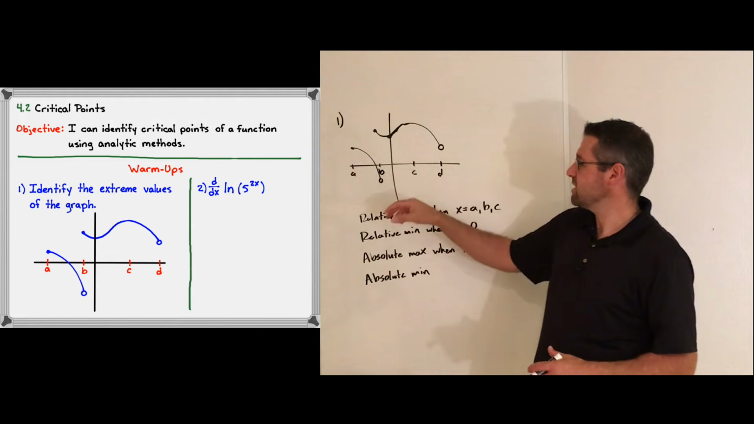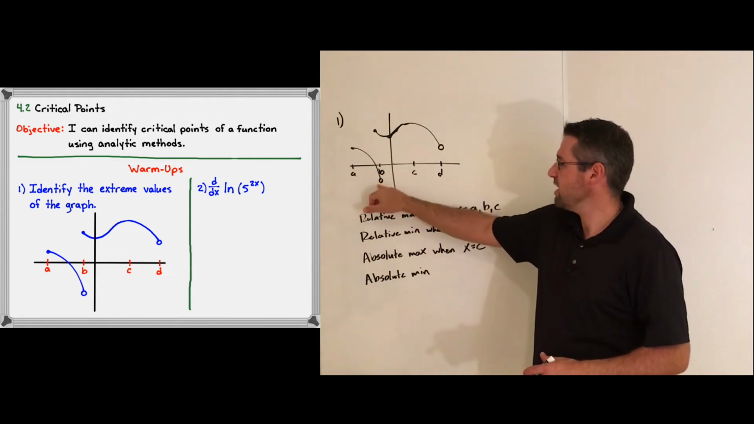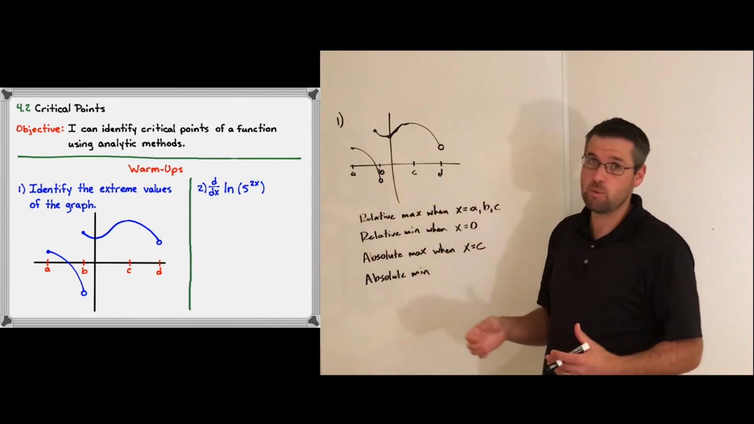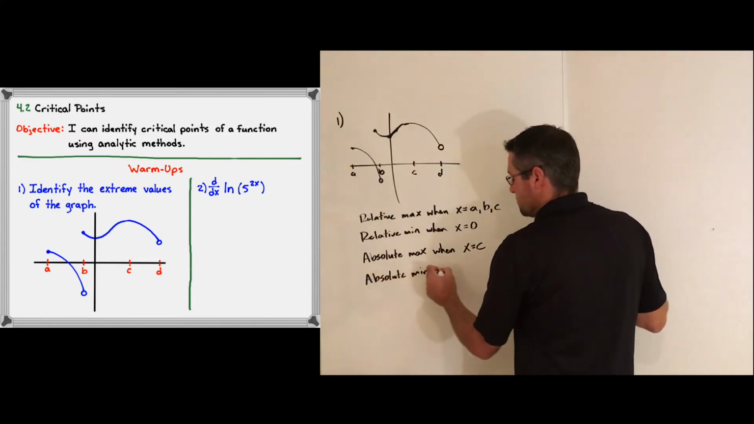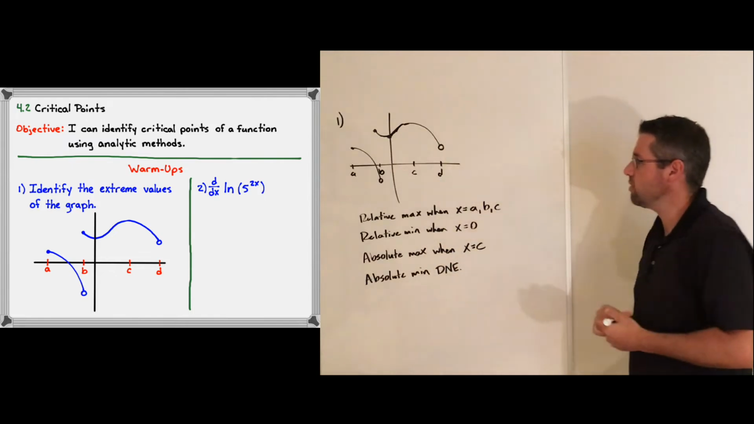Well, we would like to conclude that this is our absolute minimum. The problem with that is that point doesn't exist. So this is a case where we don't have an absolute minimum. It just does not exist. The absolute minimum does not exist. Okay, so that's number 1 for you.